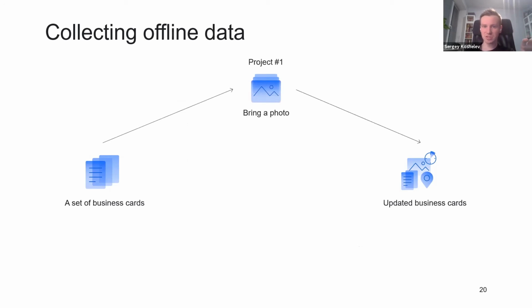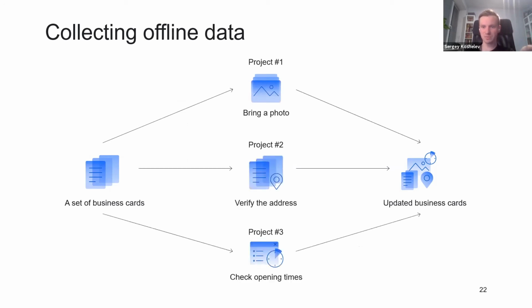What you can do is design a pipeline with several different projects. You ask one person to bring a photo, you ask another performer to verify the address, and the third one to check the opening hours for this organization, and then you can combine these results into a very nice set of updated business cards.